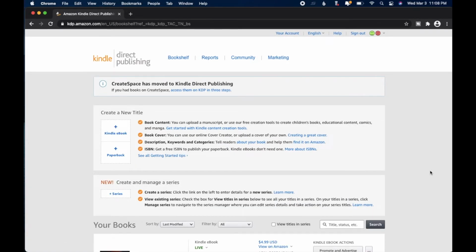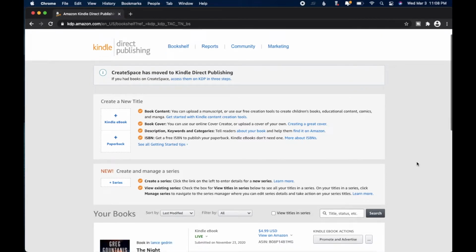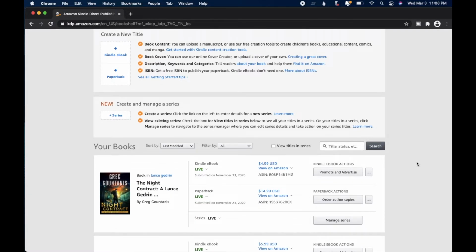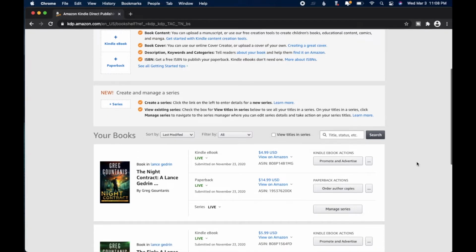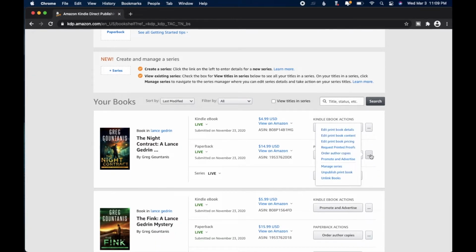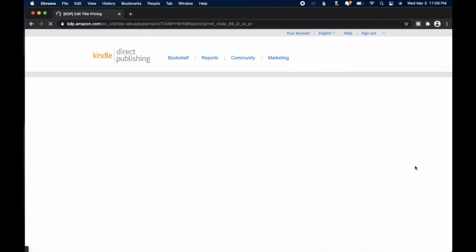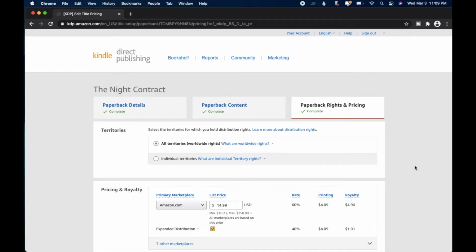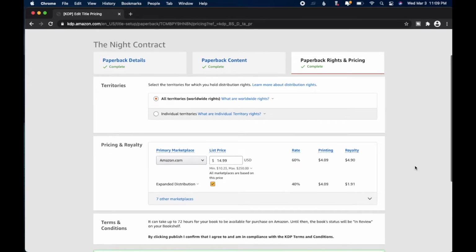Now, let's go back to the bookshelf and let's see how this is affected with paperback. There's a lot of talk about ebooks, but a lot of times writers often don't think about the paperback pricing or maybe don't know much about the paperback pricing. So if we go here to our paperback pricing for the Night Contract, you can see that the royalty structure is completely different from the ebook structure.